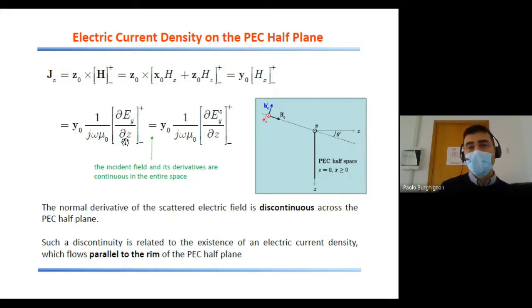So instead of writing the total electric field here, you can also modify the expression by writing only the scattered part of the electric field, because that's the only part of the field that may have a jump somewhere. So the normal derivative of the scattered field is discontinuous across the perfectly conducting half plane, and of course this discontinuity is related to the existence of this surface electric current that flows on the plane parallel to the rim of the half plane.